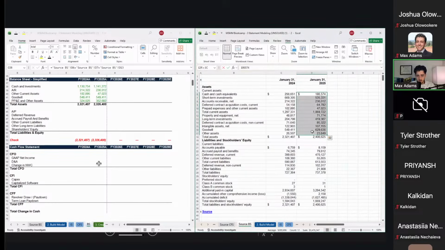So this is total current assets. If I take all this plus all of this, I can see that that's going to be 2,406. Okay, so I'm missing about 80 million. Now, where is that coming from? So goodwill, I think, is what's wrong.